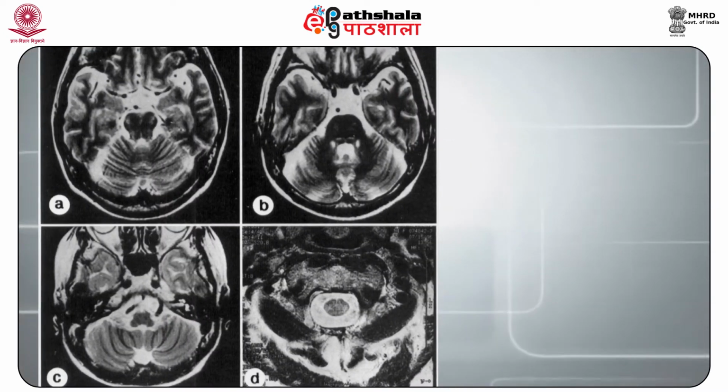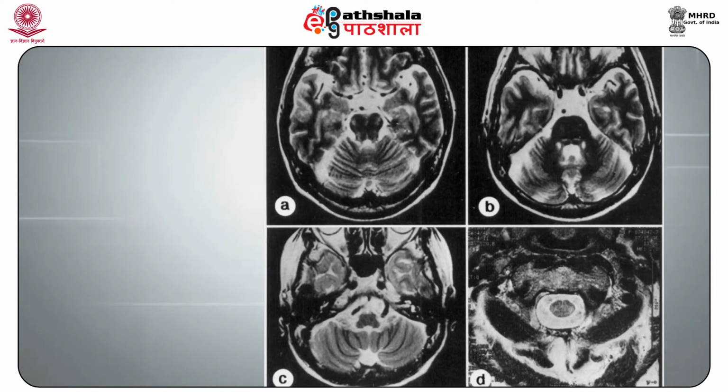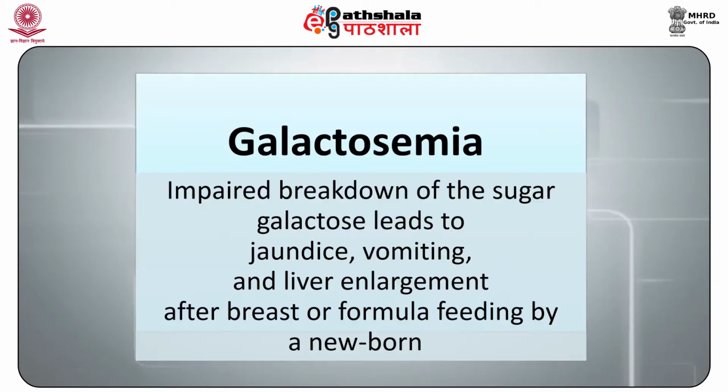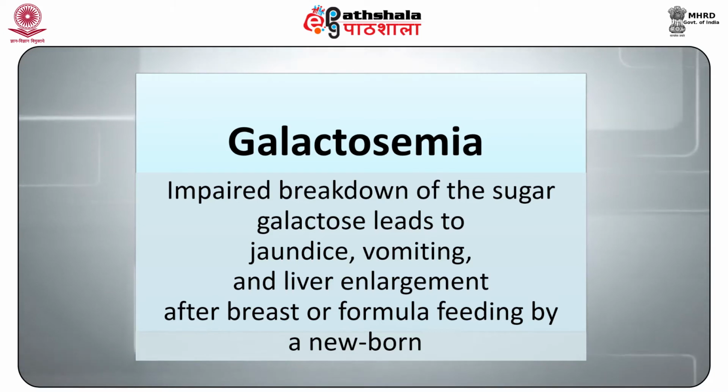Krabbe disease. Delay in development in young children and progressive nerve damage is seen. Most often adults are affected. Galactosemia. Impaired breakdown of the sugar galactose leads to jaundice, vomiting and liver enlargement after breast or formula feeding by a newborn.